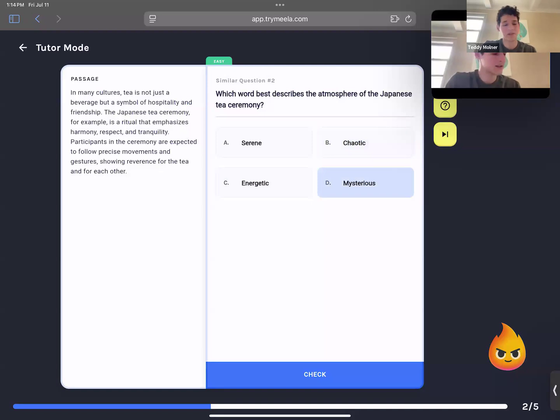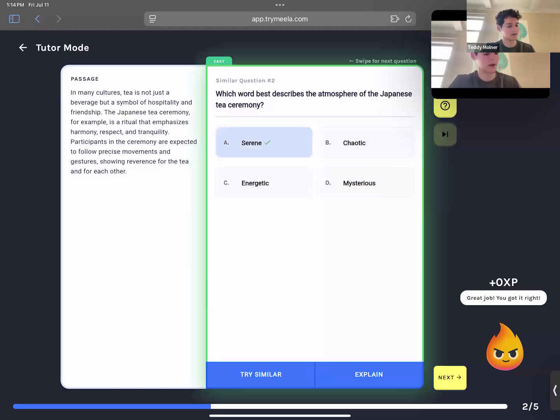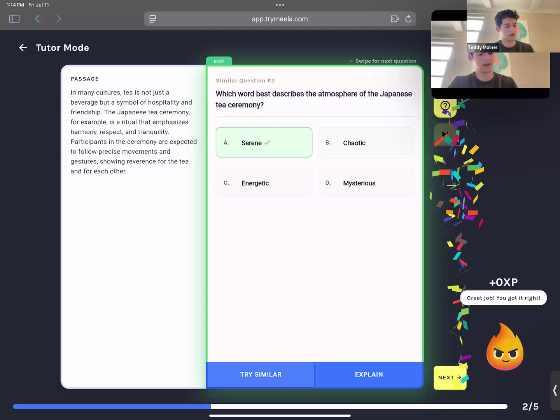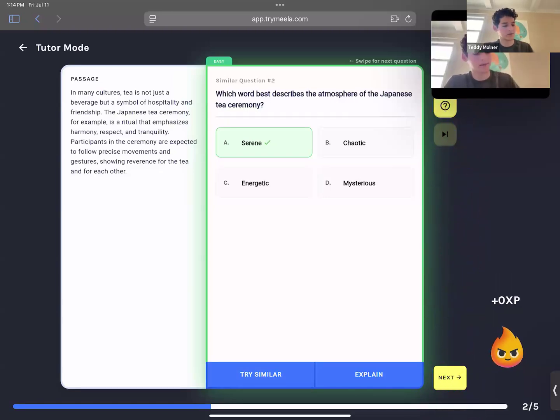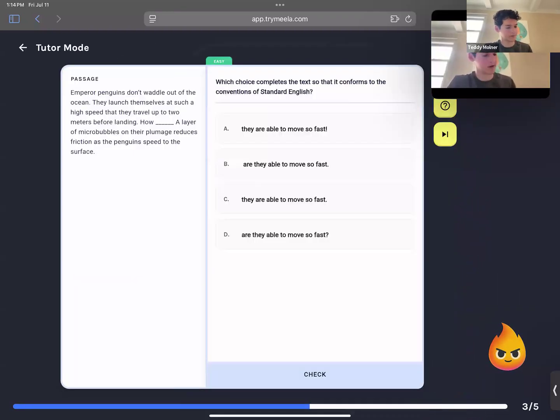And mysterious. This is an example of an option where you think maybe it should work, but there's a better option. Mysterious is completely wrong because there's no indication at all in the passage that this should be a mysterious thing, right? We're told it's a hospitable symbol, it's a symbol of friendship, but nothing about mysteriousness. So serene is the correct answer. And we could keep trying similar questions if we wanted. We could also go on to the next question.